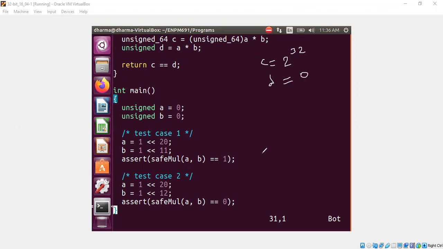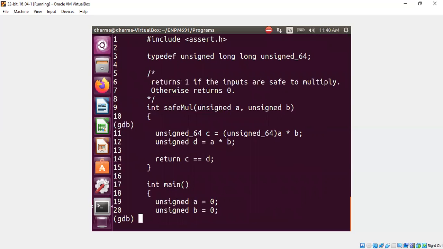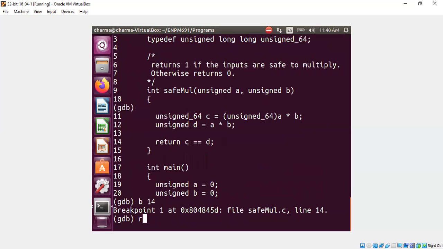So C and D are clearly not equal. Therefore, we get 0 from here. So this will be 0. That's the reason why the assertion is compared with 0. Okay, so let's put a breakpoint at line number 14 and run the code.